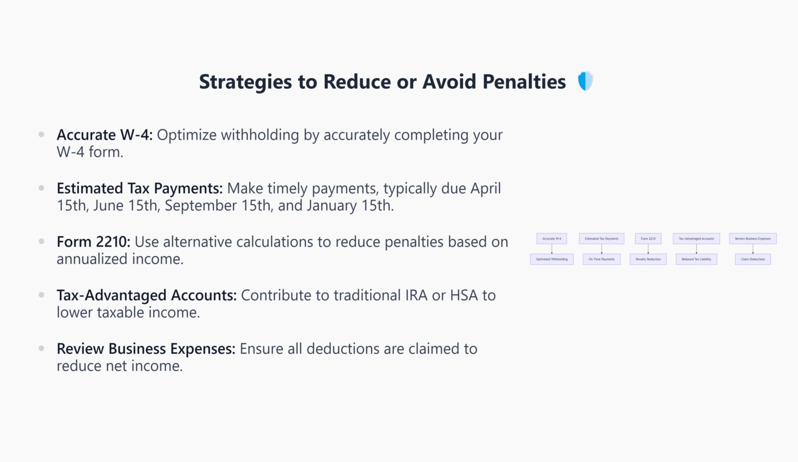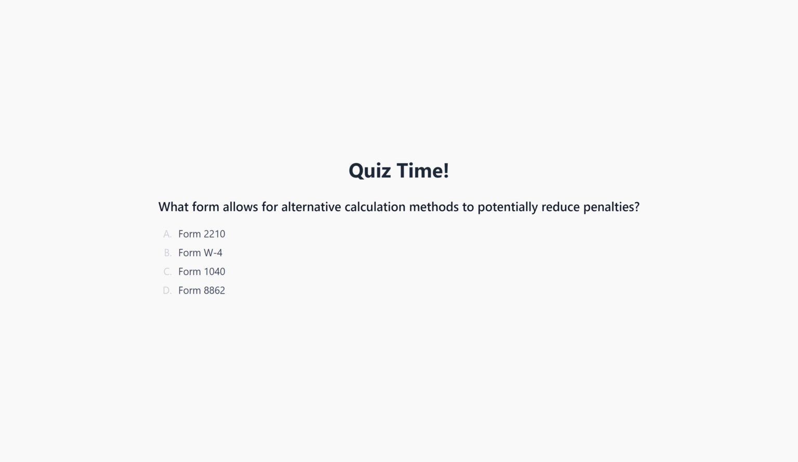Now let's look into some strategies that can help you reduce or even avoid these penalties. First, make sure your W-4 reflects your income and deductions correctly to optimize your withholding. Second, if you have income from self-employment or other sources not subject to withholding, make sure to pay estimated taxes on time. Third, consider filing Form 2210 to use alternative calculations that might work in your favor, such as the annualized income installment method. Fourth, contribute to tax-advantaged accounts like traditional IRAs or HSAs. Finally, review your business expenses meticulously to claim all allowable deductions, reducing your net income and thus your overall tax liability. Let's test your understanding.